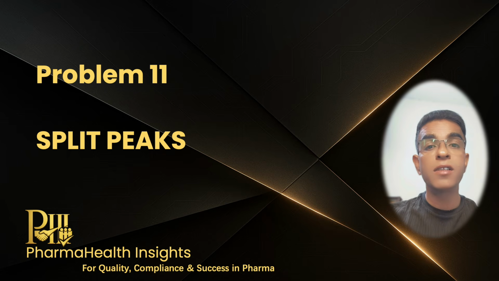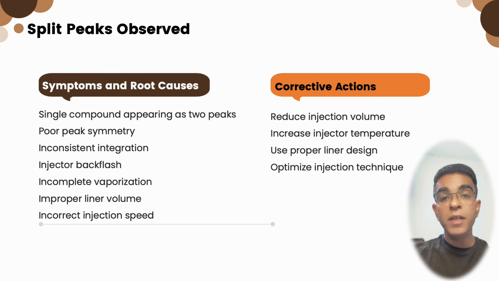So far, we have discussed problems which are related to chromatographic behavior. Now let us move into injector specific and hardware related failures. Split peaks are observed when a single compound appears as two closely separated peaks instead of one. This problem often creates confusion because analysts assume column damage or failure. In reality, split peaks usually originate from the injector.